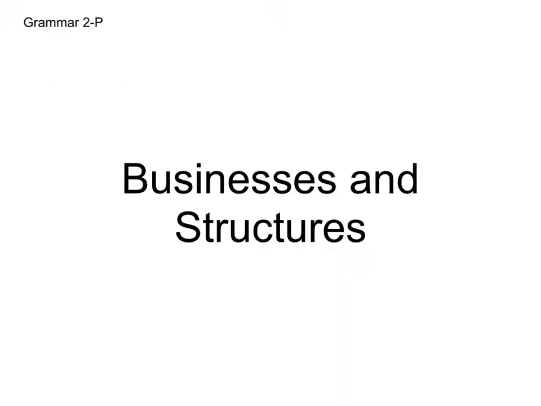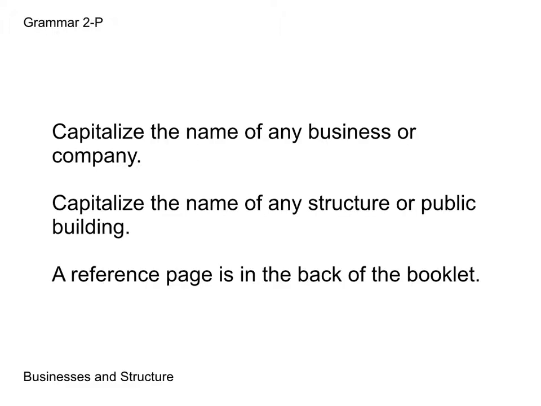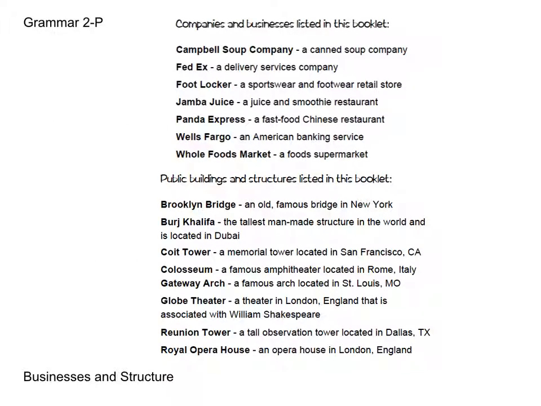And the last thing we're going to go over is businesses and structures. There are 2 rules here. The first is capitalize the name of any business or company, and the second is capitalize the name of any structure or public building. A reference page is in the back of the booklet for you to use. Here's the example of it. It has all the companies, businesses, public buildings, and structures that will be in 2P.